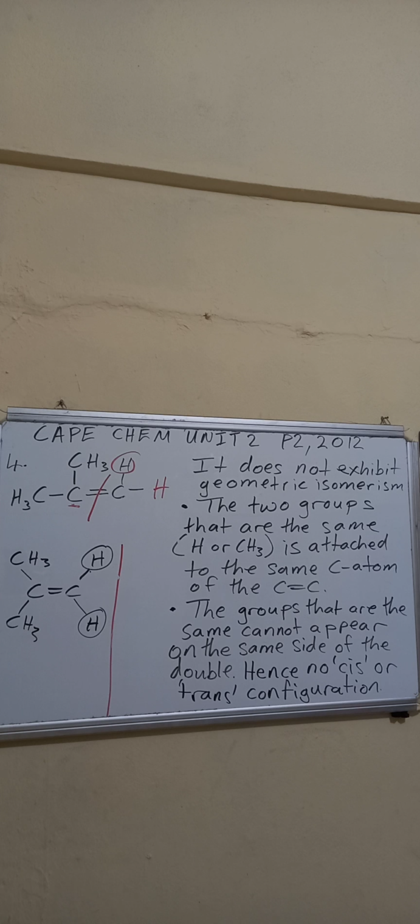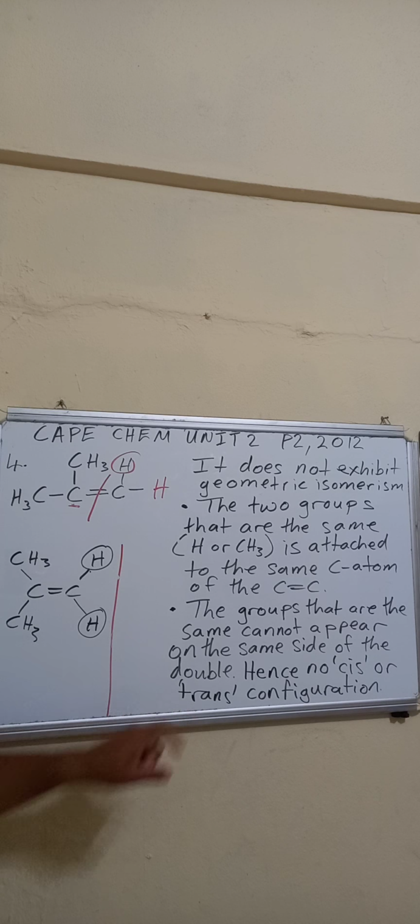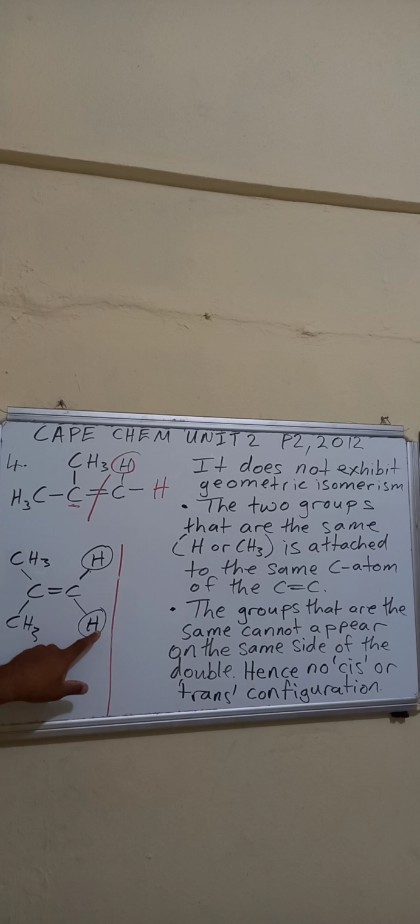Alright, so that's it. Both groups that are the same, so the two hydrogens are attached to the same carbon, and for that reason, you cannot get the cis or trans configuration, because this cannot be here. Alright, so that's it for part B.